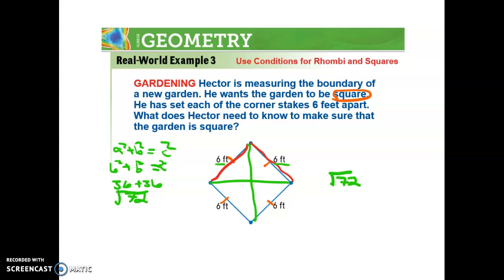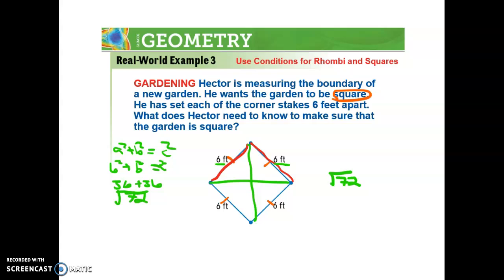Now, because we know that the diagonals are congruent, by Theorem 6.20, Hector needs to know that the diagonals are congruent. Then it is a rectangle, okay? Then by Theorem 6.20, if a quadrilateral is a rectangle and a rhombus, then it is a square. So we found out that this is true for this. So that's the biggest thing.